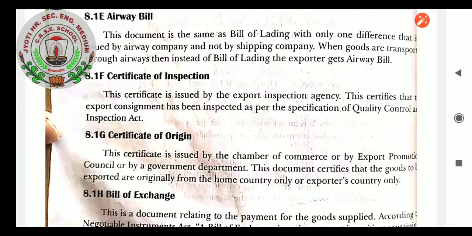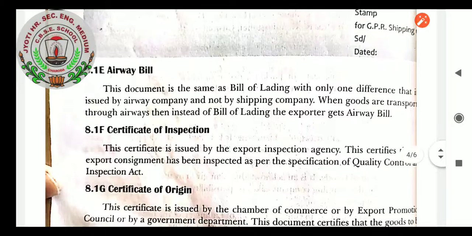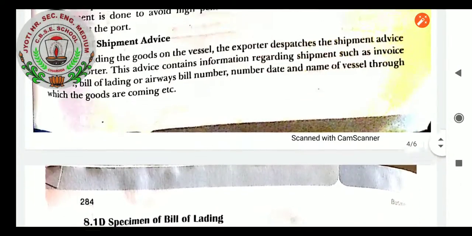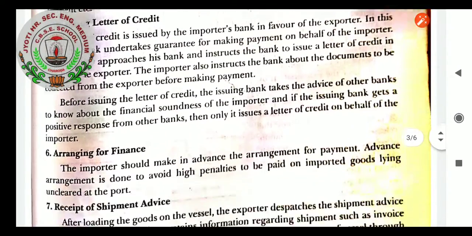Today we are going to learn the short last part of the particular chapter. Our chapter has already been completed and we are revising it a second and third time: the documents related to import and export. So let us deal with the particular documents we have.